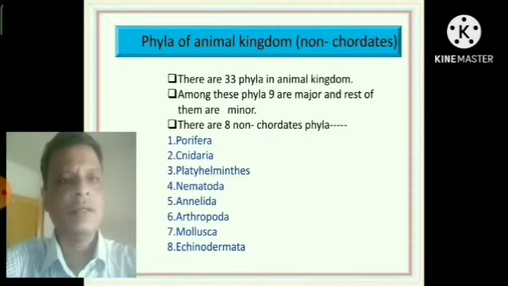There are 33 phyla in the animal kingdom. Among these phyla, 9 are major and the rest of them are minor. There are 8 non-chordate phyla. These are Porifera, Cnidaria, Platyhelminthes, Nematoda, Annelida, Arthropoda, Mollusca and Echinodermata.